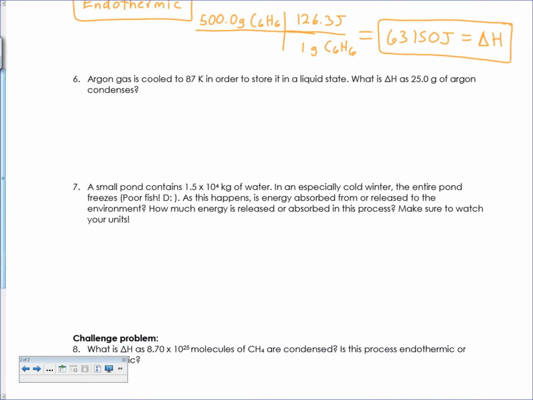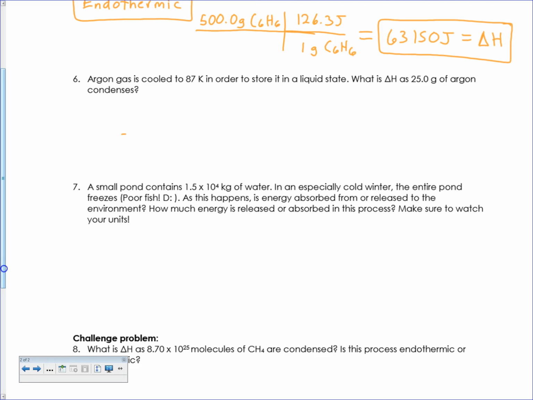Number 6, it says argon gas is cooled to 86 Kelvin in order to store it at liquid state. This first thing is actually just a piece of information about what's going on in the problem, but it's completely irrelevant to the problem, so we don't care about the 87 Kelvin. That doesn't factor in. It says what's the delta H as 250 grams of argon condenses. So condensation here is the opposite of vaporization, so we're looking at H-vap.